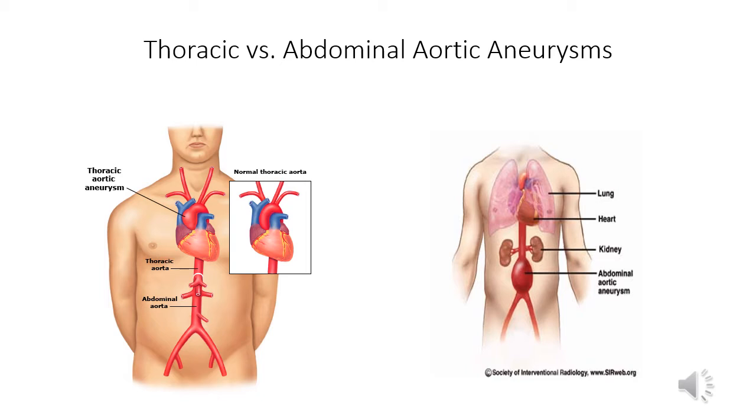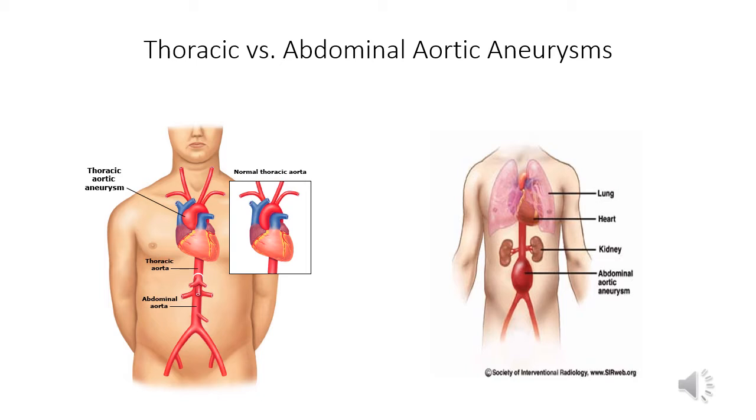This is a nice visual for you, so you can see a thoracic aortic aneurysm on the left, both an aneurysm and a normal thoracic aorta, and on the right you can see an abdominal aortic aneurysm. Remember the length of the aorta, how far down it reaches below the kidneys, and you can see the difference in the locations.